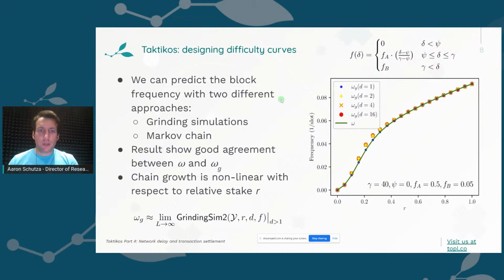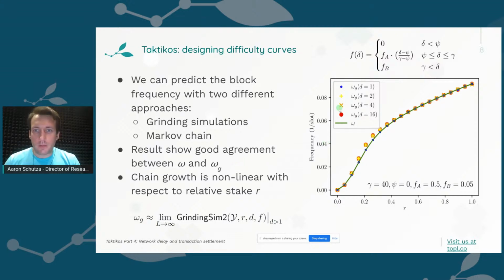So we have these two distinct approaches where we can compare the grinding simulations with our Markov chain analysis, and we get really good agreement between the two. So omega sub g is the true block frequency that an adversary would be able to produce if they're forging with nothing at stake and forging on every possible eligibility that they had locally.